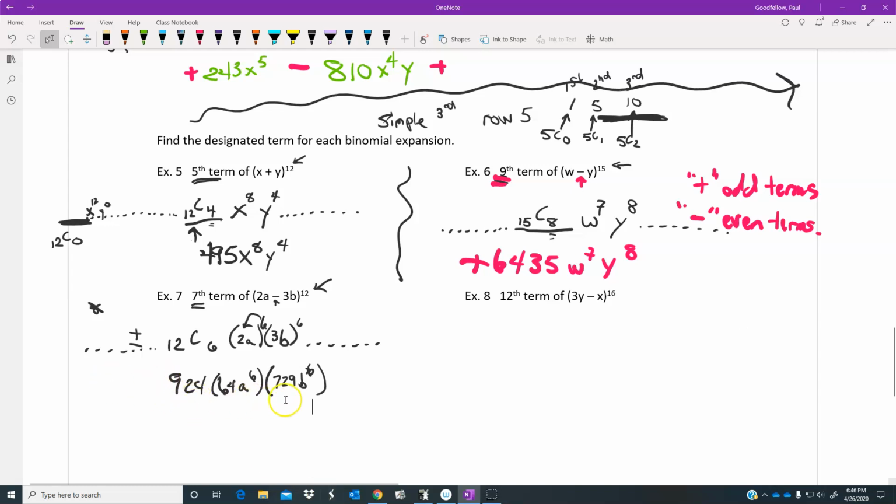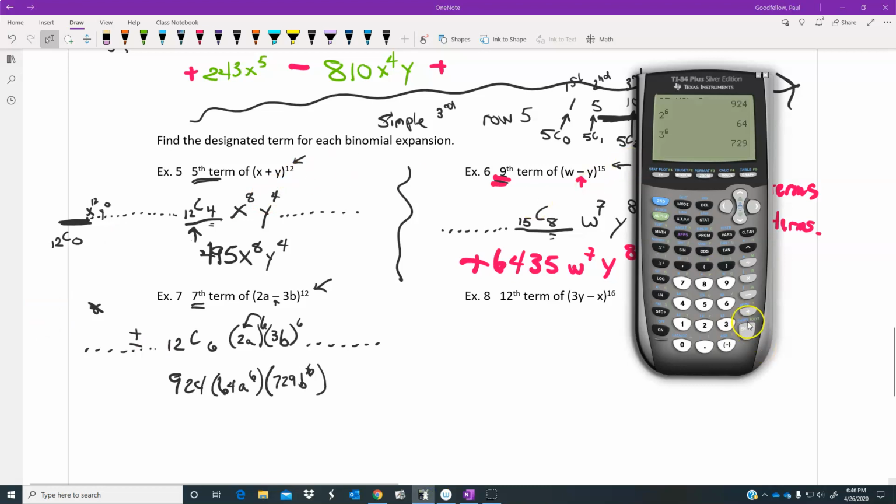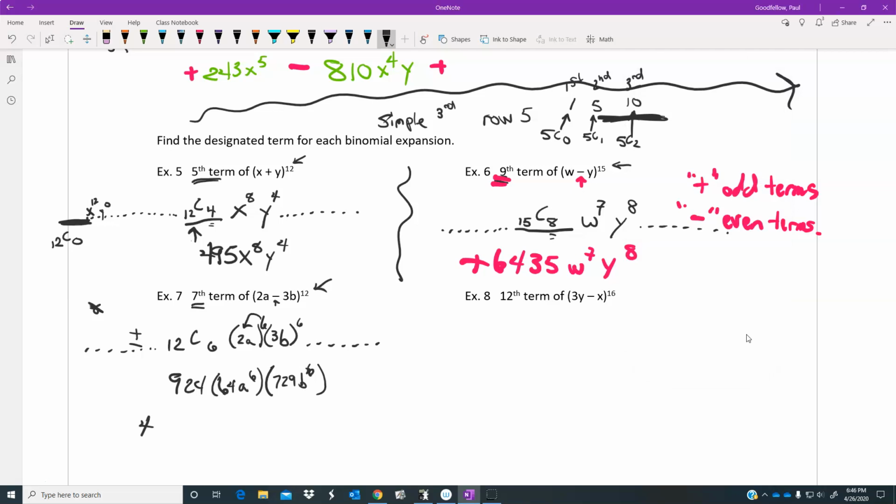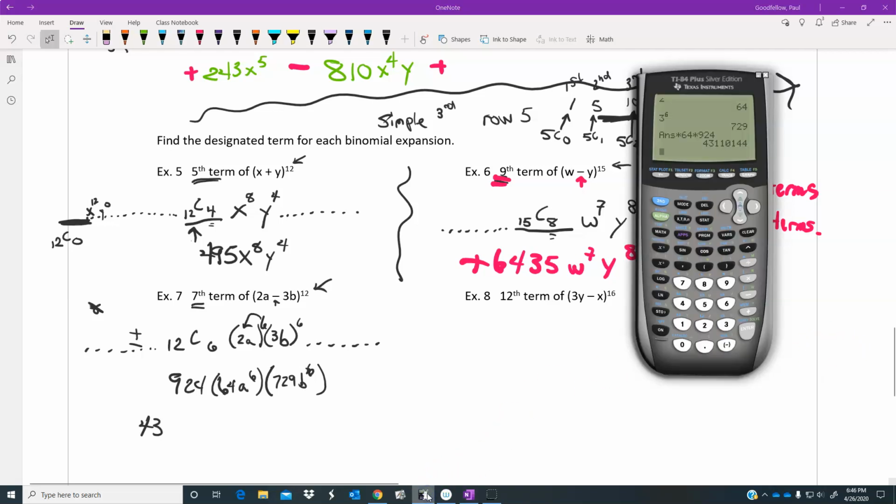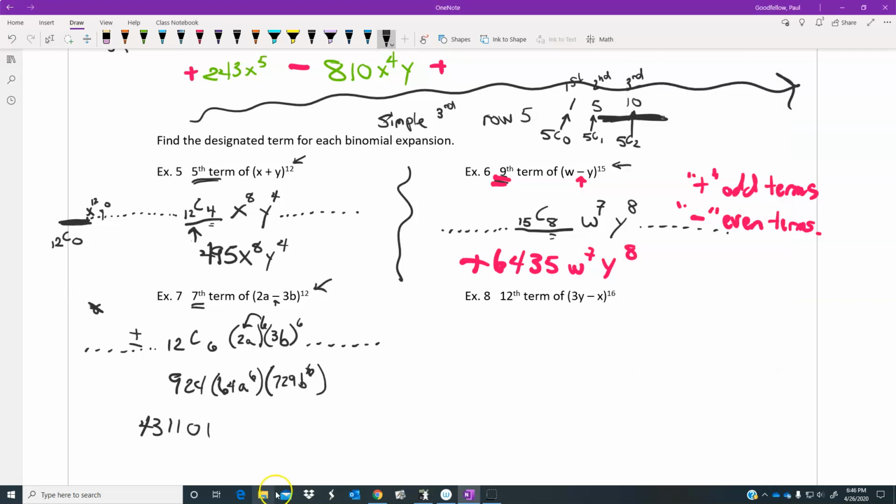Now, all these numbers in the front, they're going to have to get multiplied. Holy moly, that's going to be big. 729 times 64 times another 924, and that would be 43,110,144, a to the 6th, b to the 6th. That's hilarious. Now, you're probably going, gee, that's asinine. Yeah, it actually kind of is, but it's really cool to see that the patterns that we've been discussing really do end up coming into play. You can expand anything you want now.